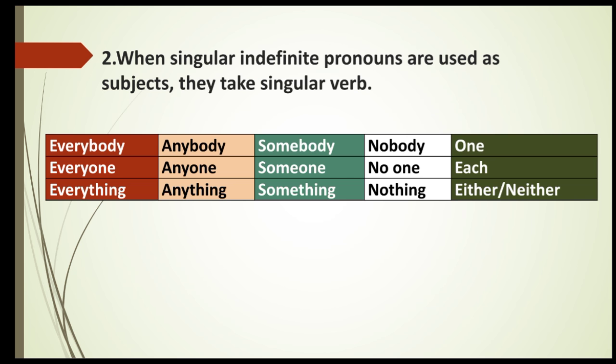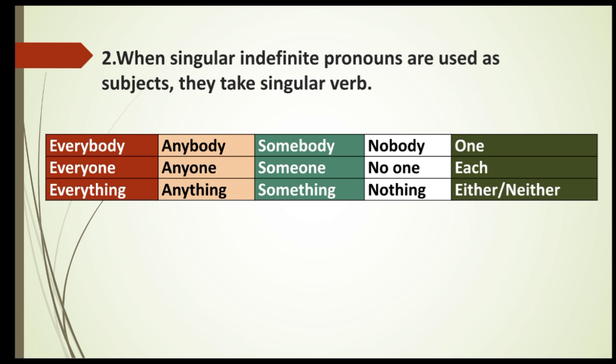Rule number 2. Ito dapat kabisado natin. Okay, so when singular indefinite pronouns are used as subjects, they take singular verb. Ano ba yung singular indefinite pronouns? So, ito yung table sa baba. So, kailangan kabisado natin everybody, everyone, everything. Anybody, anyone, anything. Somebody, someone, something. Nobody, no one, nothing. One, each, either, neither. So, dapat kabisado natin, pag nakita na natin na isa dyan yung subject, automatically, ang verb natin ay may S o singular yung verb natin.